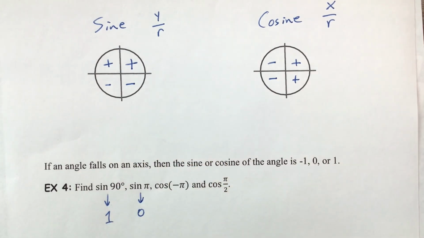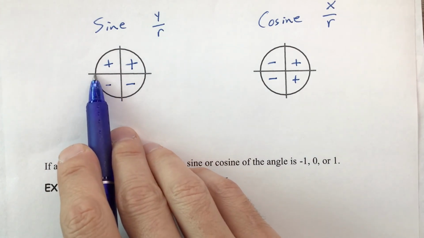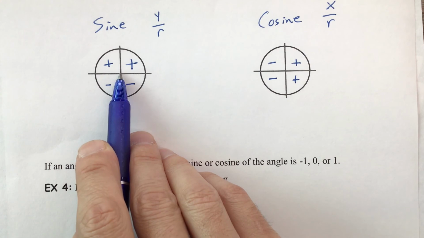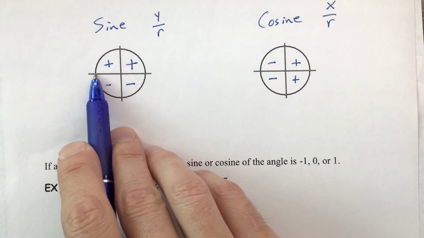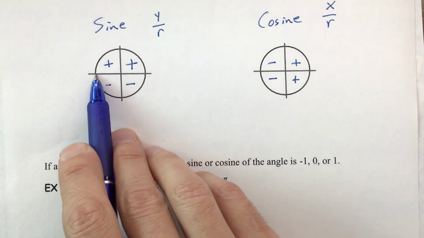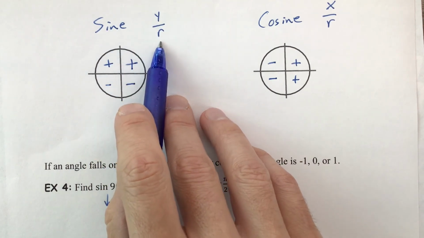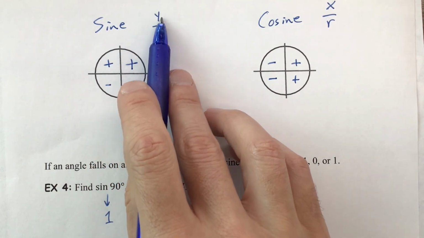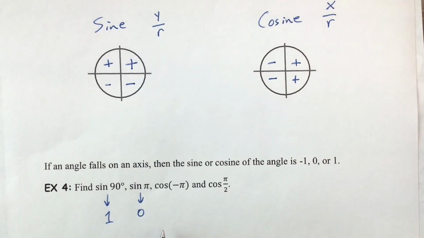Okay, now why is that though? Let's think about it. If you have a point that's out here, you've got an x value that takes you in that direction, but your y value is 0. There is no y value here. You don't go up, you don't go down. So if the definition of sine is y divided by r, you're going to be dividing a 0 for the y value over your radius, which gives you back 0.